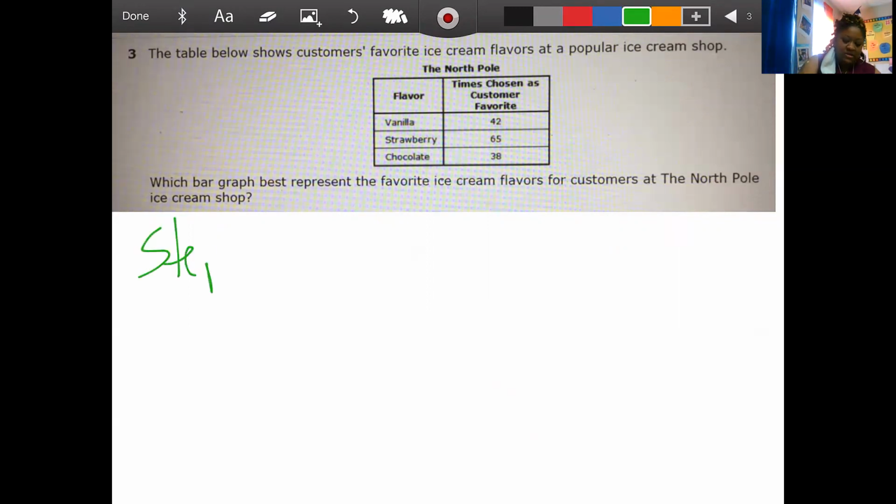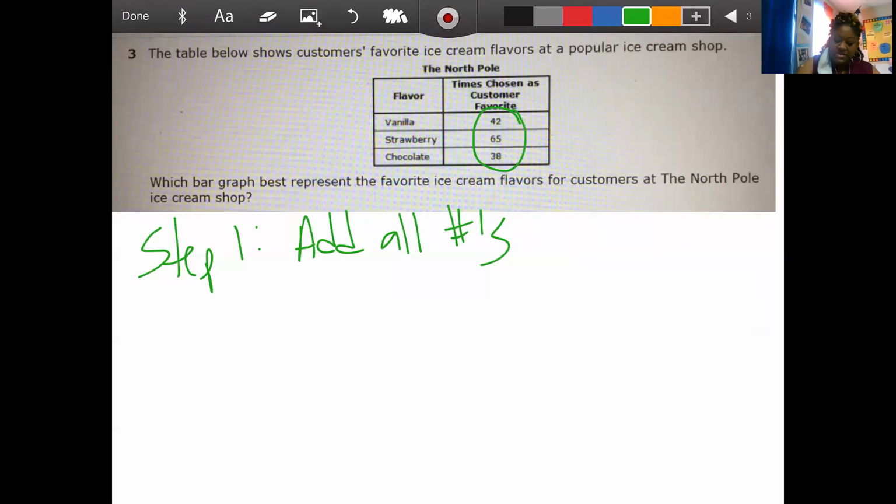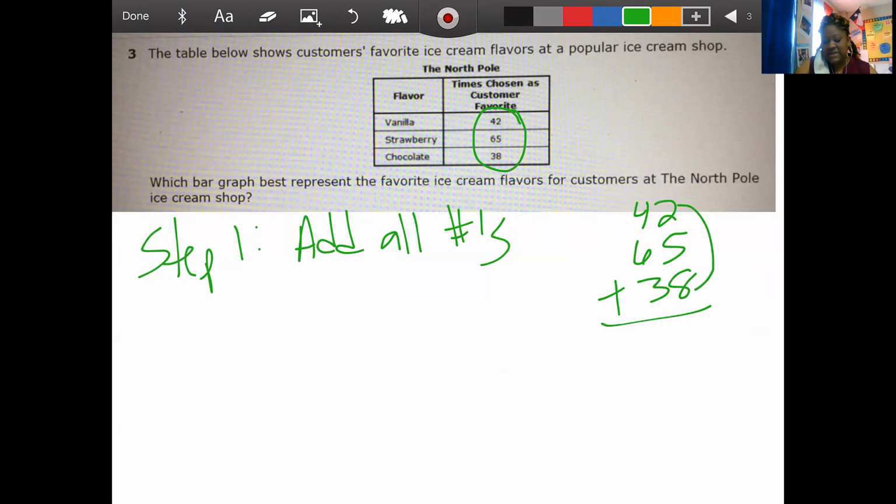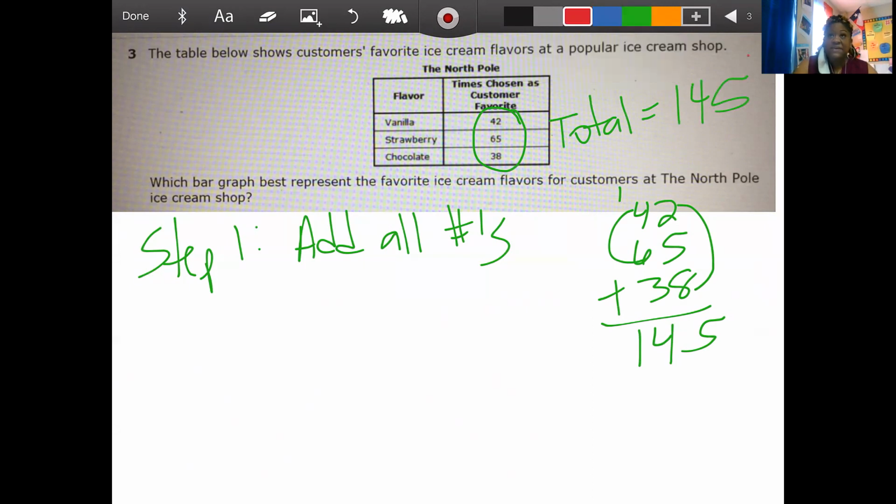So step 1 is gonna be to add all the numbers. So you're gonna add all these numbers up. Okay, so 42 plus 65 plus 38. So 8 plus 2 is 10, plus 5 is 15. 10 plus 4 is 14, plus 3 is 13, plus 1 is 14. So my total equals 145. Okay? Next, after you do step 1, step 2 is going to be to divide.